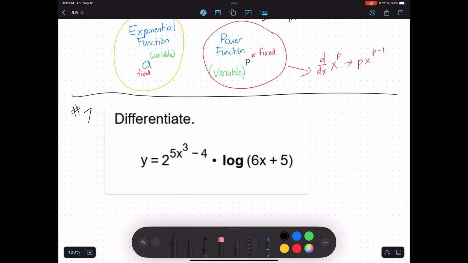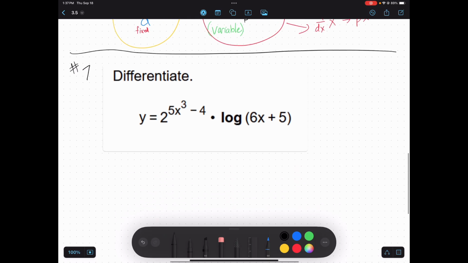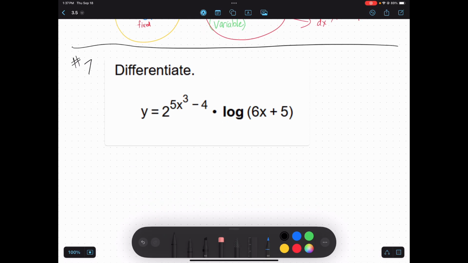Okay, let's look at some examples from your homework. We're going to start with number 7. Number 7's a doozy. Lots of stuff going on here. So let's just look through it. It just wants us to find the derivative of this kind of pretty complex function here.